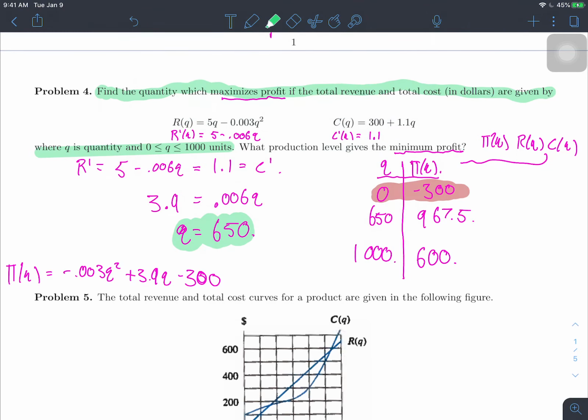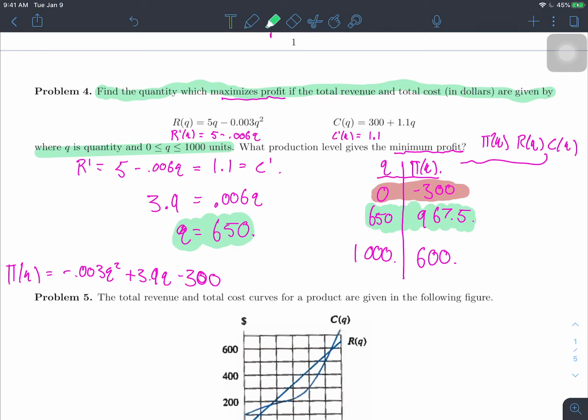In green, let's highlight the maximum profit. Well, the biggest number on the right-hand side is 967.5, and we're going to reach that profit if we produce 650 items. So the quantity of goods that we should produce is 650, because that will give us the largest profit, and we like money. Any questions about this problem?